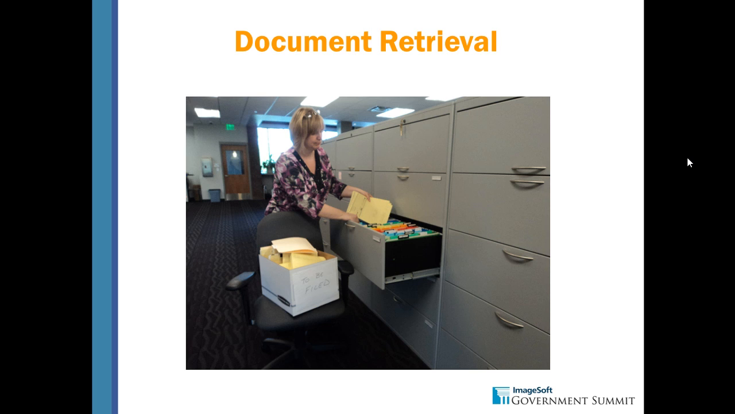And I can tell you my first round at looking at developing this solution, it was very helpful because we collaborated with ImageSoft, and they really help you think about what is an efficient way to really search these documents and how do you want to structure them.